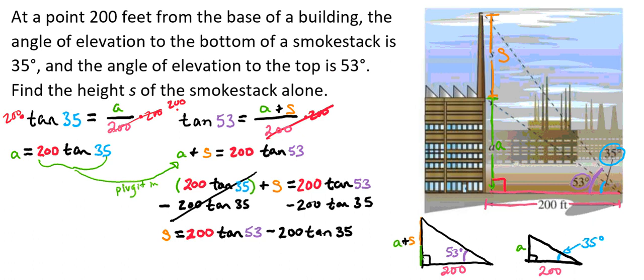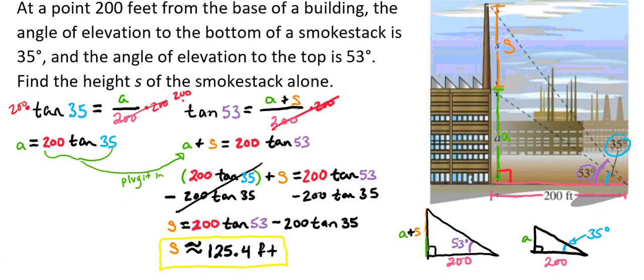We can't just subtract them because the 53 and the 35 aren't the same. So we'll need to take this and plug all of this into our calculator. Right now, what we're seeing is the exact answer, but we're looking for a real life estimate. So we want to have a value. So we're going to estimate this. We plug this in, and this is going to give us that S is approximately 125.4 feet. So our smokestack all by itself is approximately 125.4 feet.